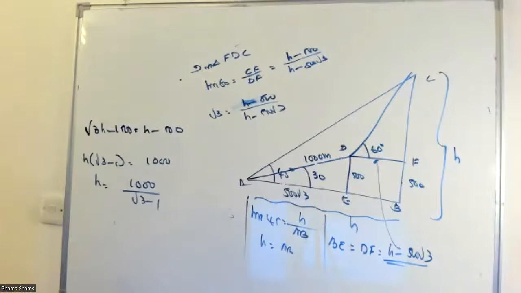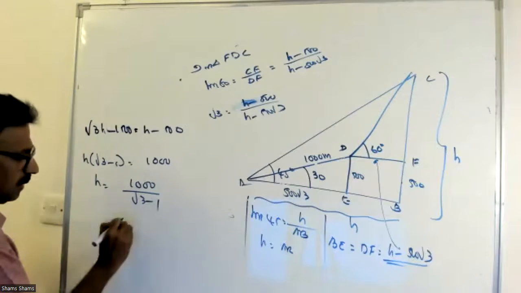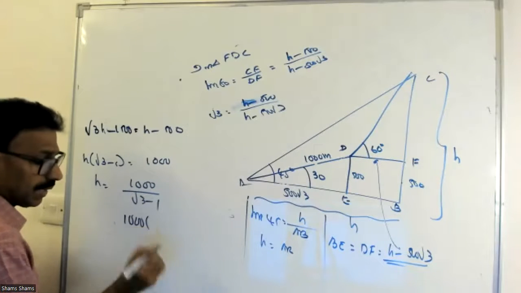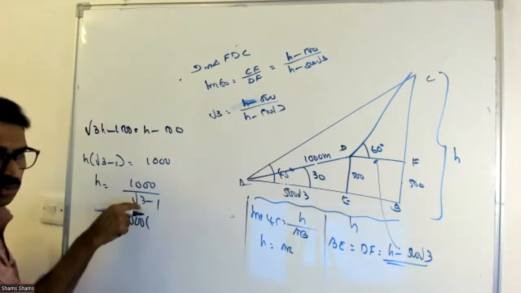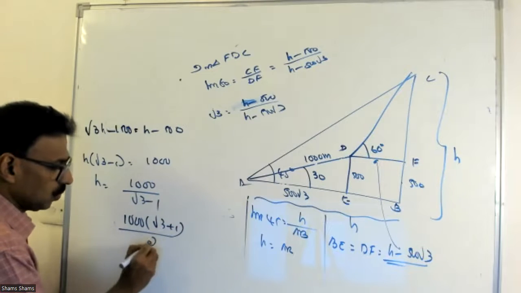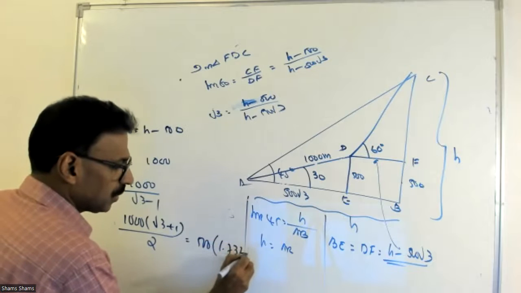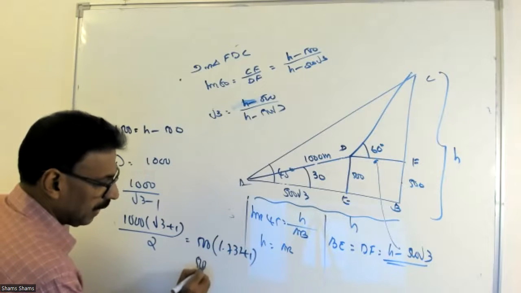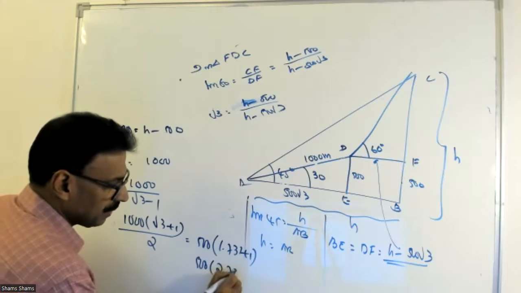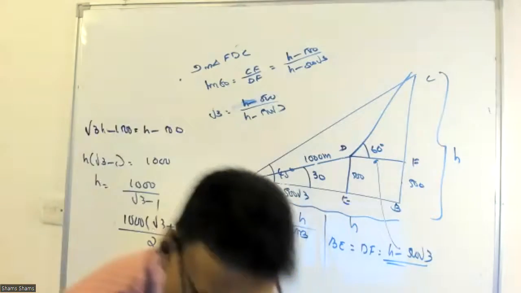Don't apply the root 3 value here. You have to rationalize it. Don't try it after the test; if you apply it here, you won't get the mark. Root 3 plus 1 by 2. That is 500 into 1.732 plus 1, 500 into 2.732. How much is that? That is the answer. Okay, I verify the answer.